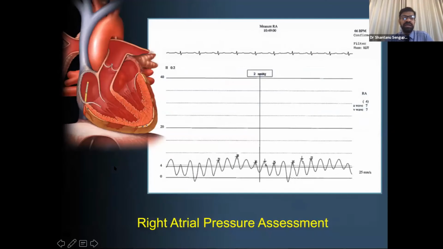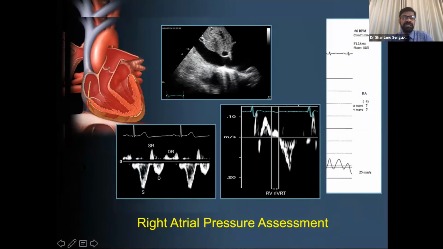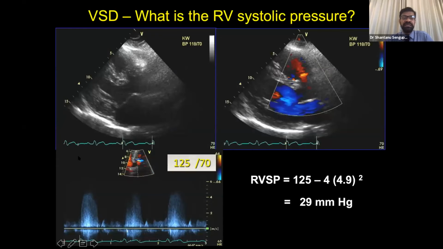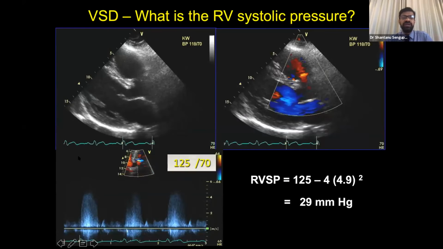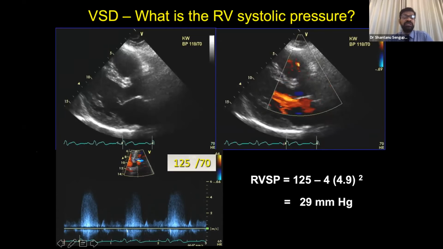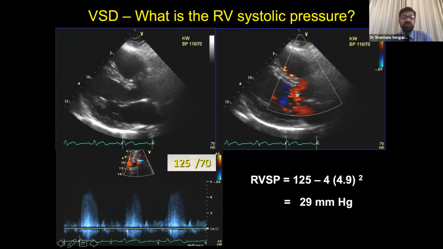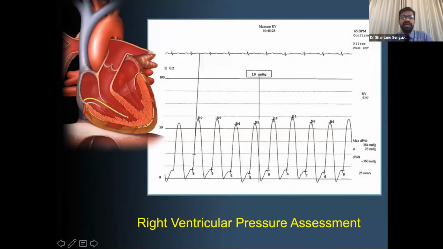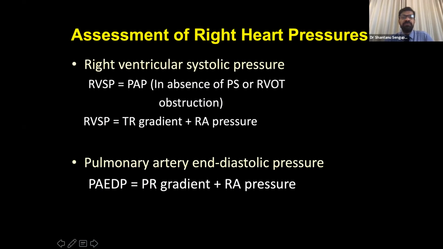We know all about the RA assessment. I'm just going very fast because I want to show you that RV systolic pressures can be looked at using the TR velocity jet. This is how we do it in a case of VSD, looking at the left ventricular pressures. You can look at the RV pressures also, looking at the gradient. Remember, the parameter E by E prime of more than 6 on the right side can give you a rough idea of RA pressure of more than 10. And these are invasive data which are being compared.